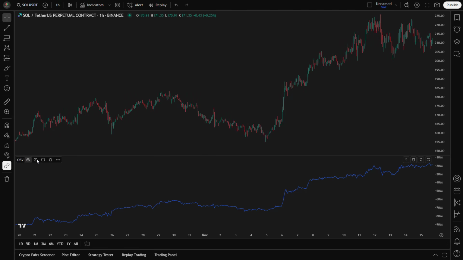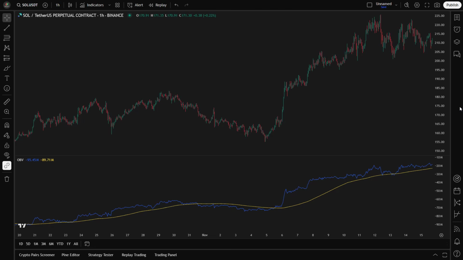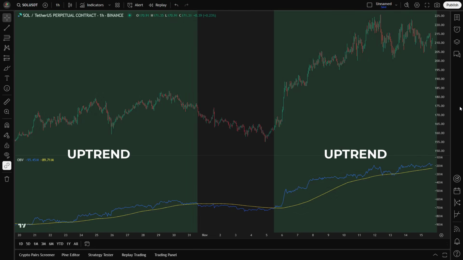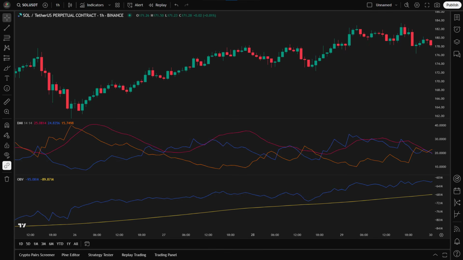To help identify bullish or bearish momentum more clearly, we apply a 100-period simple moving average to the OBV. When OBV is above the 100 SMA, it suggests bullish momentum. When OBV is below the 100 SMA, it indicates bearish momentum. By combining the ADX with the OBV filter, we can confirm trend strength and volume momentum for better entries. Now that we've covered the key indicators, let's apply them to analyze trends and generate trade signals.